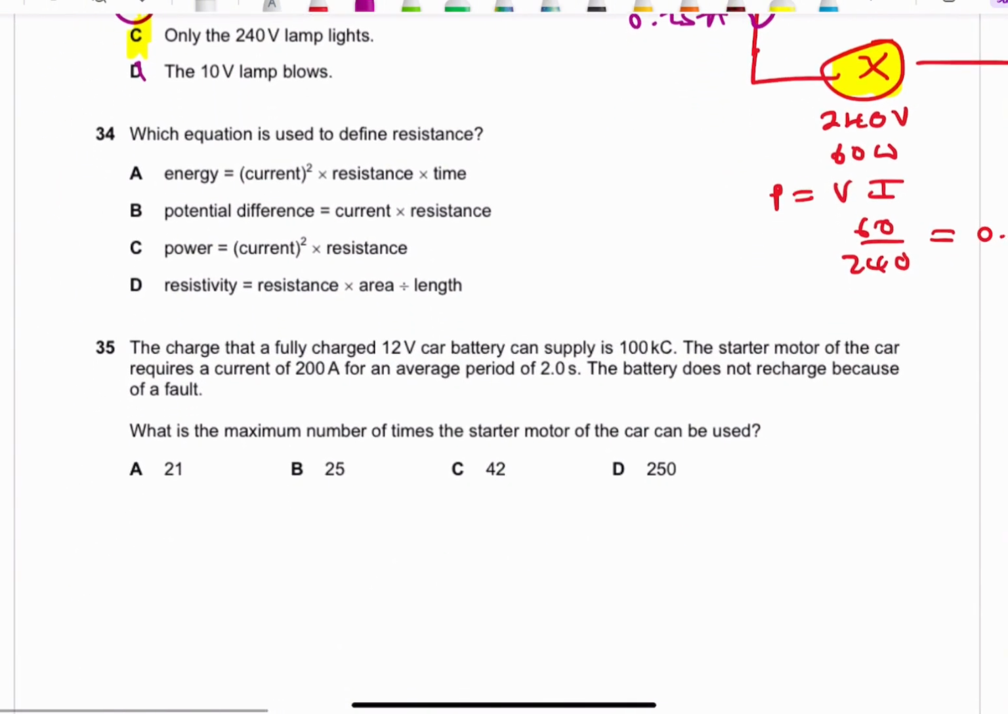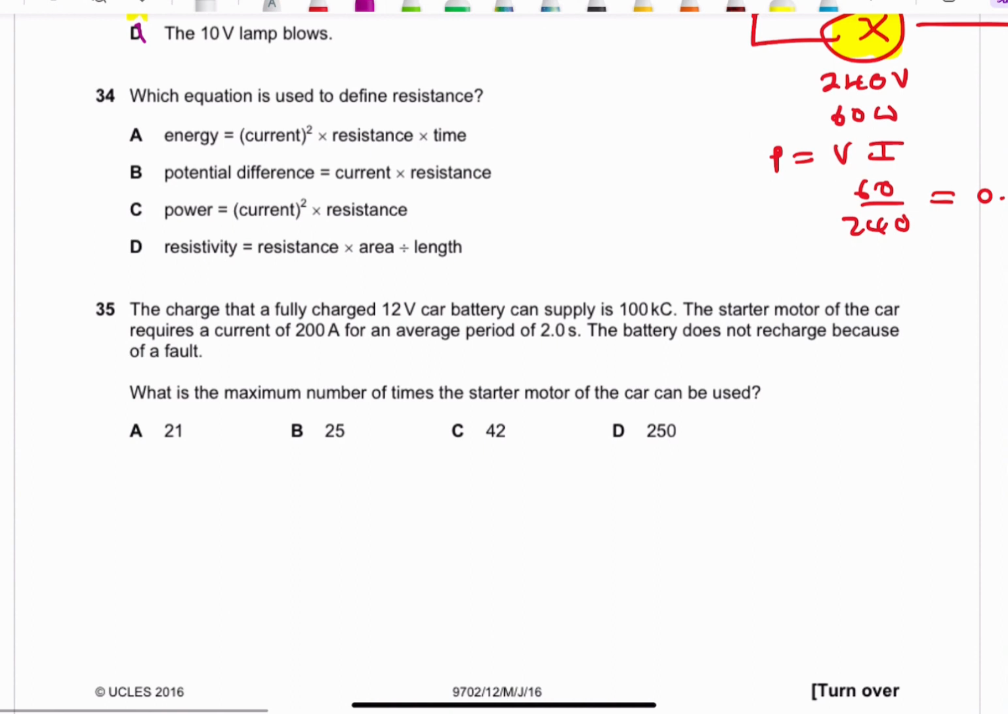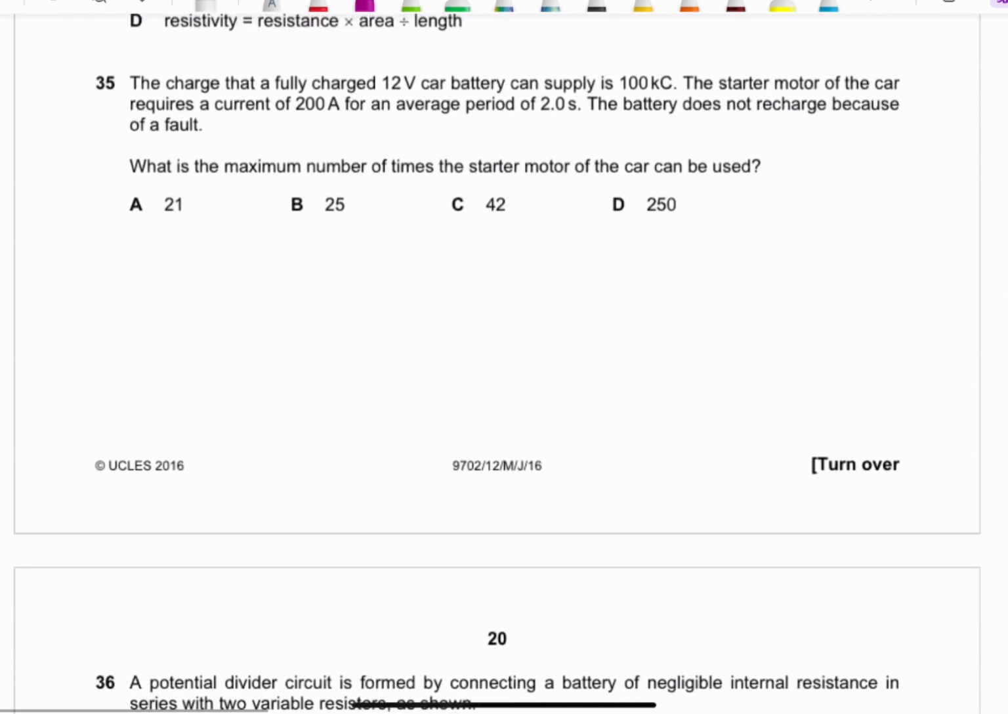Question 34. Which equation is used to define resistance? Resistance is defined by the potential difference being equal to current times resistance. Yeah, the answer is B. That's basically the definition that we use to define resistance, the ratio of potential difference to the current. Moving to question 35.